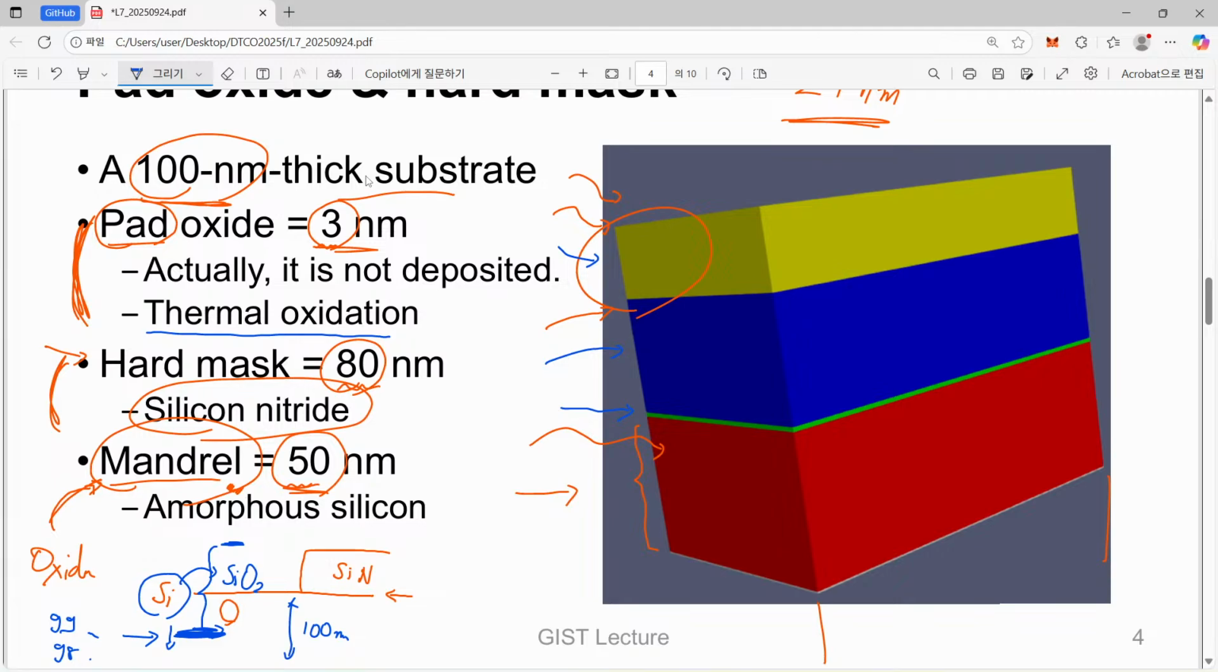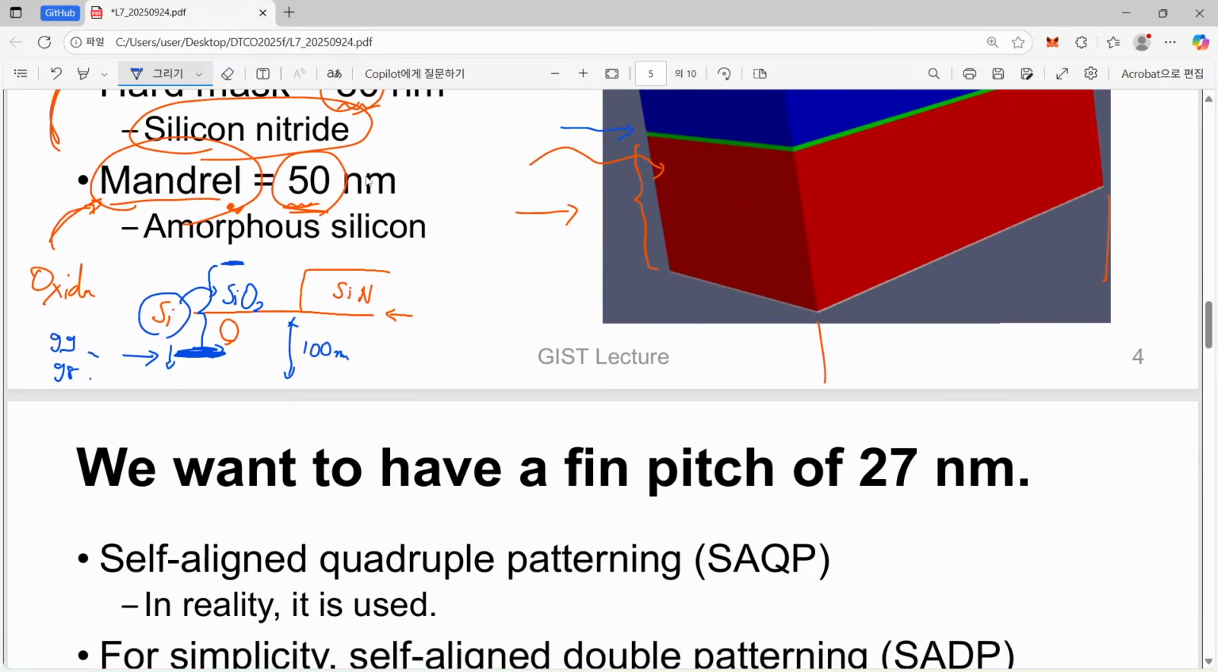Maybe you can find that we intentionally introduced different layers, different materials. Although silicon nitride and silicon dioxide are both insulating layers, we intentionally introduce them differently because they have different etching rates to different etchants. So we want to have a selectivity for these materials. Okay, I will explain later if we have time.